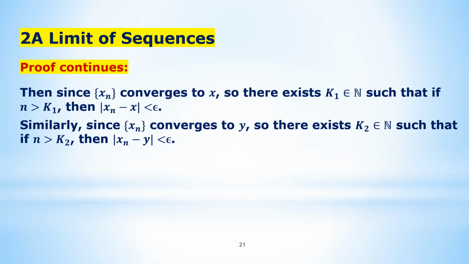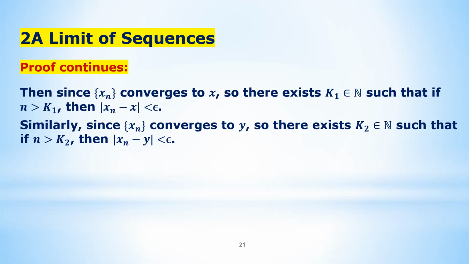So based on this new assumption, you can see there's a second integer, now I denote by k2, such that when n is greater than k2, then the distance from xn to the other center, y, is also less than epsilon. Okay. Now these two things should contradict each other.